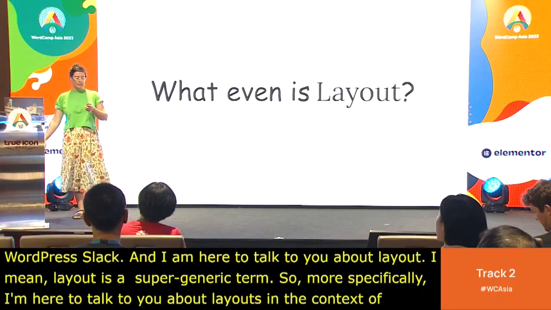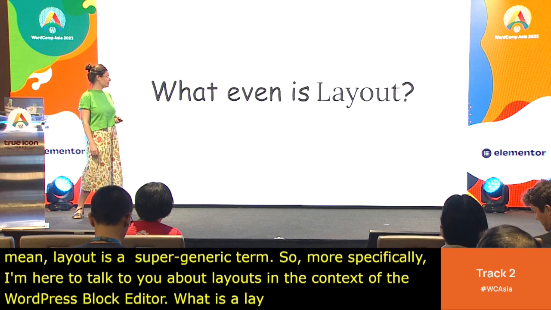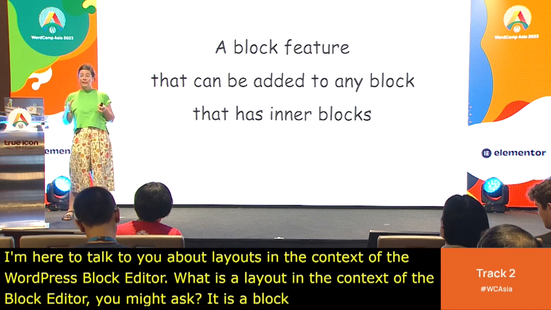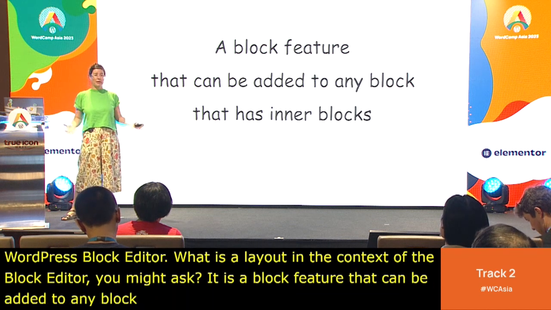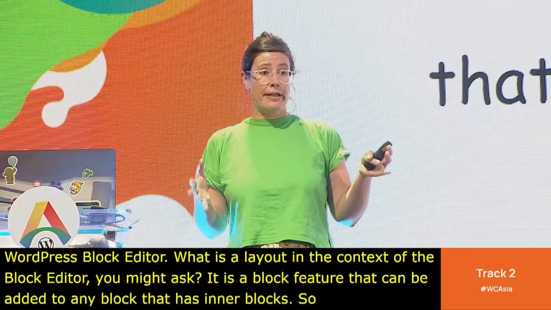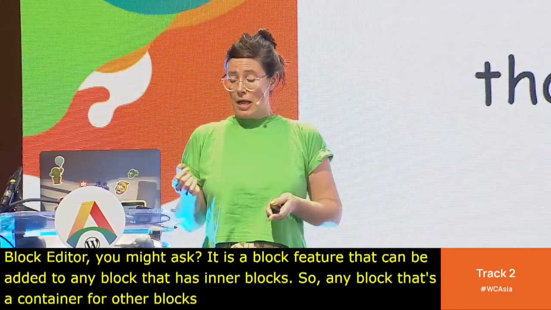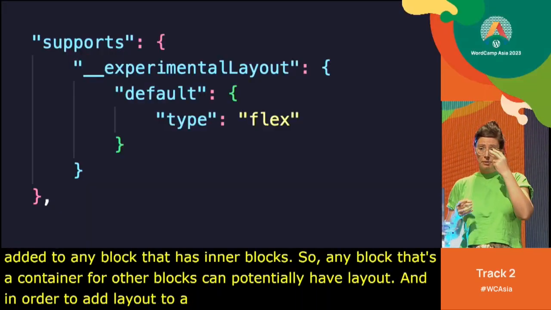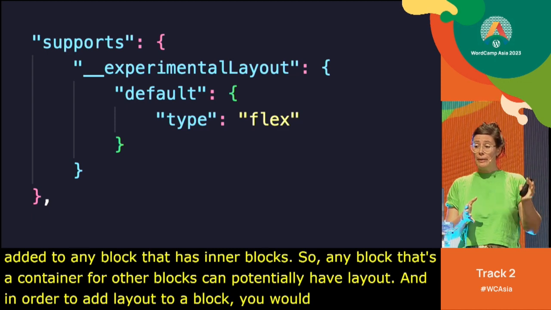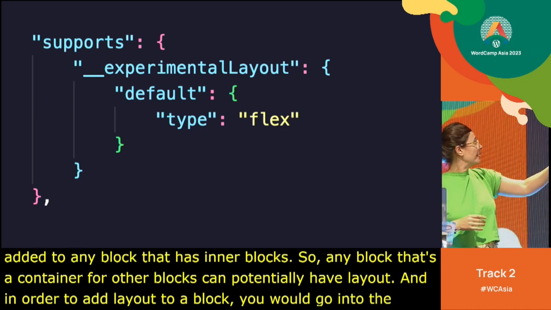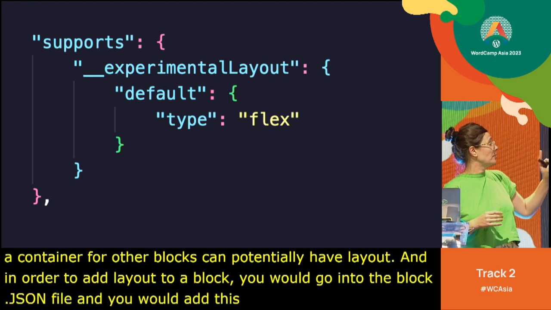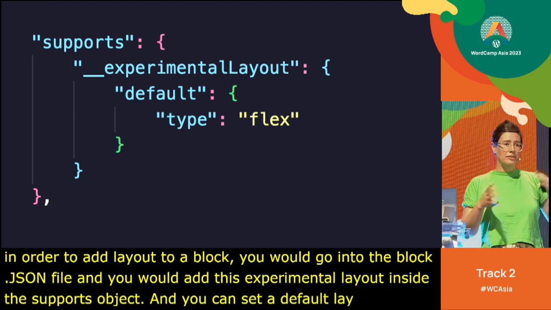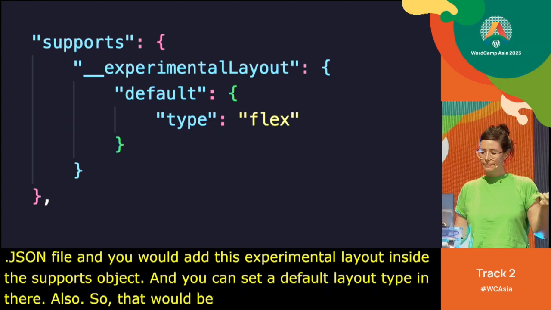What is a layout in the context of the block editor, you might ask? It is a block feature that can be added to any block that has inner blocks. So any block that's a container for other blocks can potentially have layout. And in order to add layout to a block, you would go into the block.json file, and you would add this experimental layout inside the supports object. And you can set a default layout type in there also. So that would be the default layout for that block.